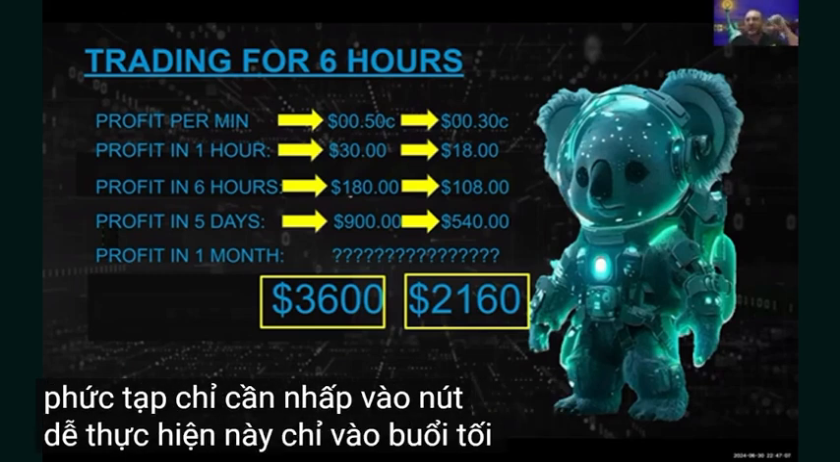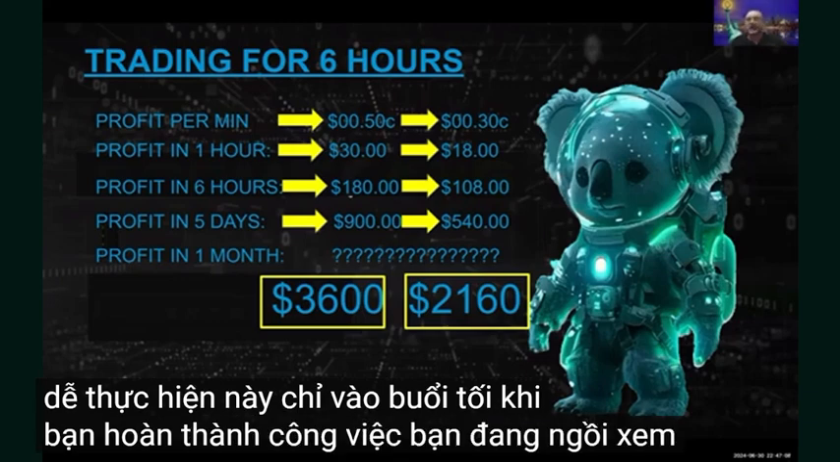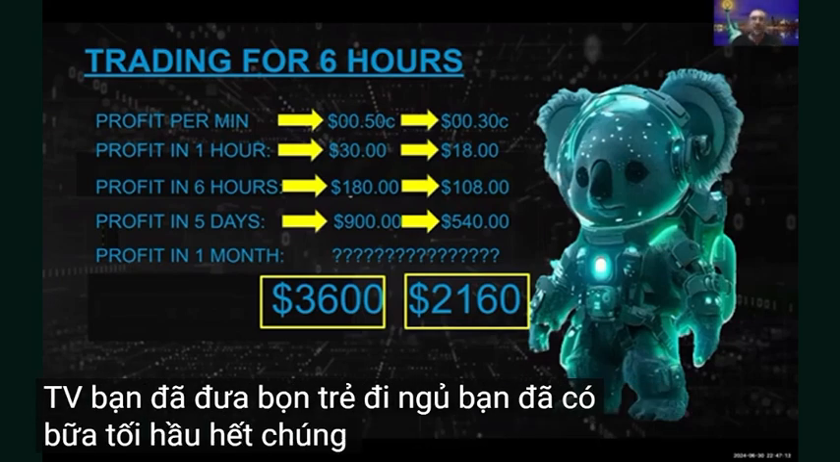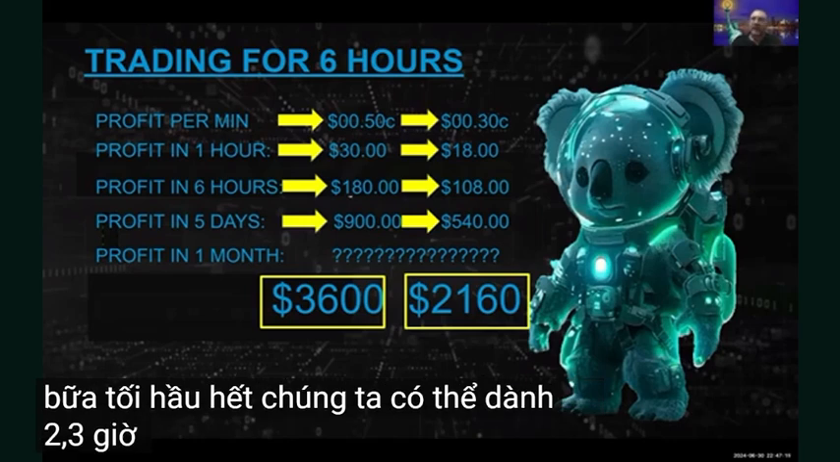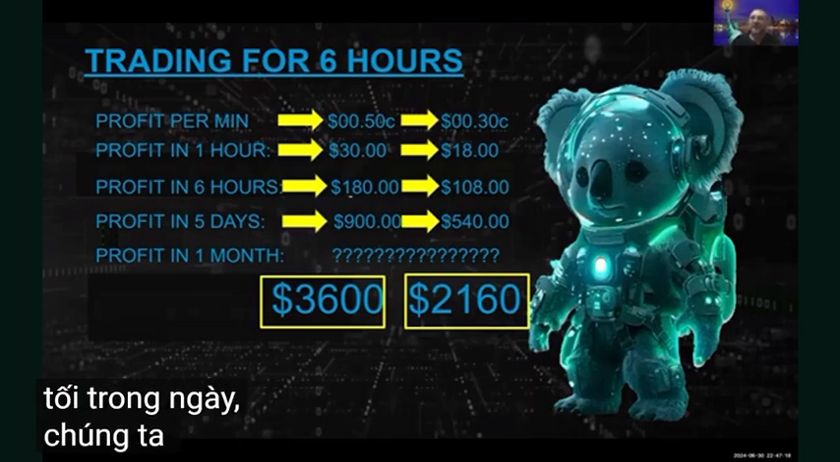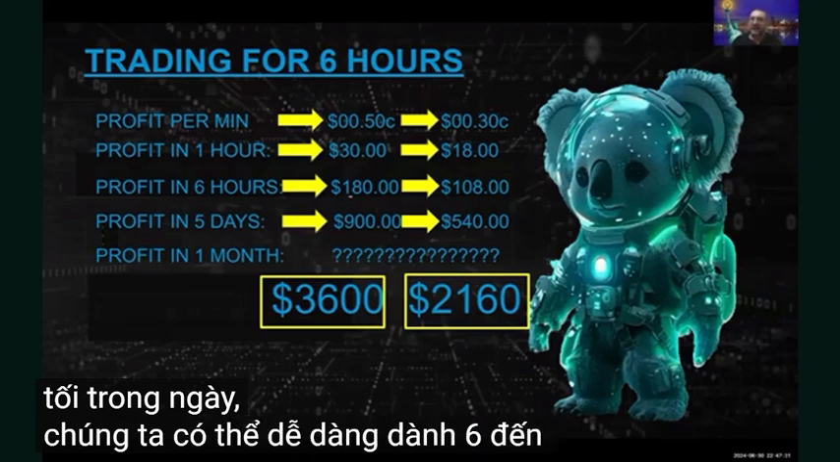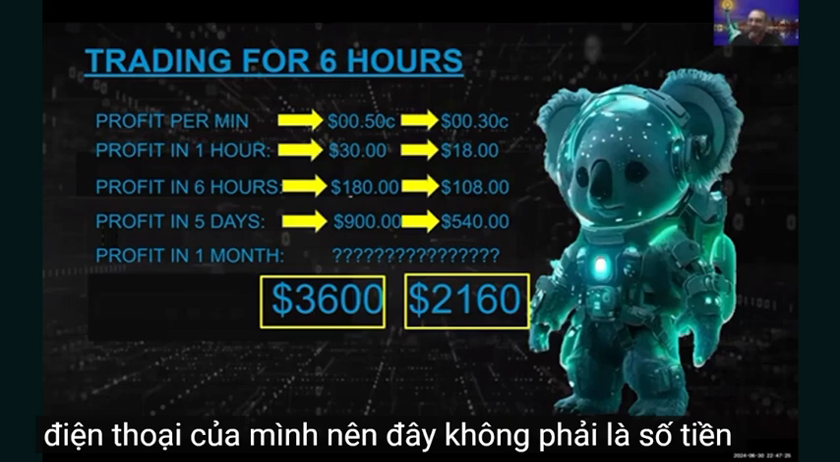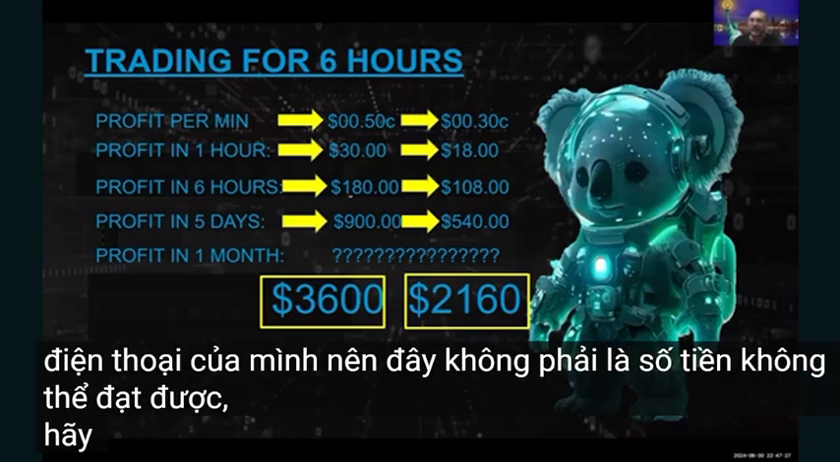Just in the evening time when you finish work, you're sitting watching TV. You've put the kids to bed. You've had your dinner. Most of us probably spend 2-3 hours on our phone just in an evening time. Over the course of the day, we probably spend easily 6 to 8 hours on our phone. So this isn't an unachievable amount.